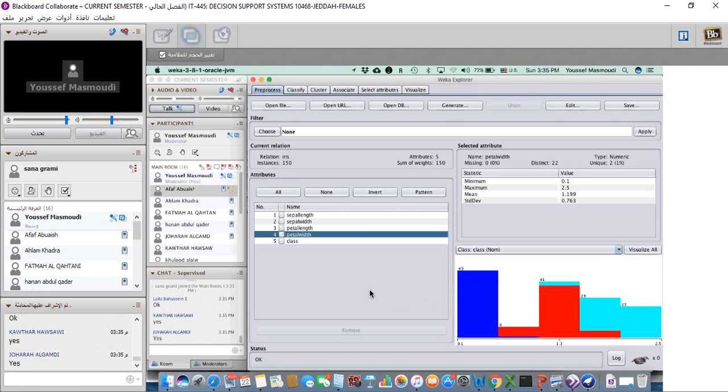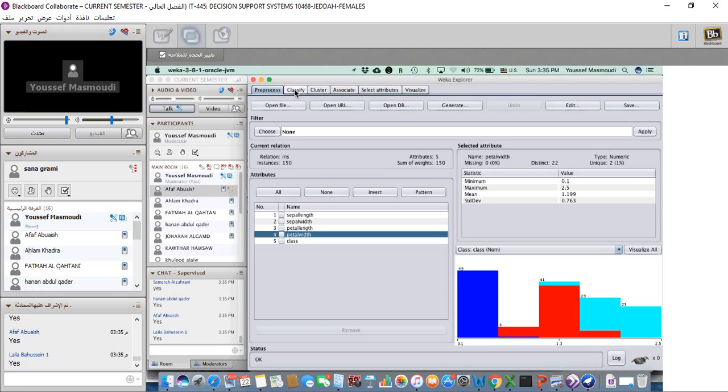Okay, etc. So you can find a lot of information in this screen. Girls, do you follow me? Are you able to see the screen comfortably? Do you follow me? Yes, okay, excellent. Now, let's try to classify this dataset.